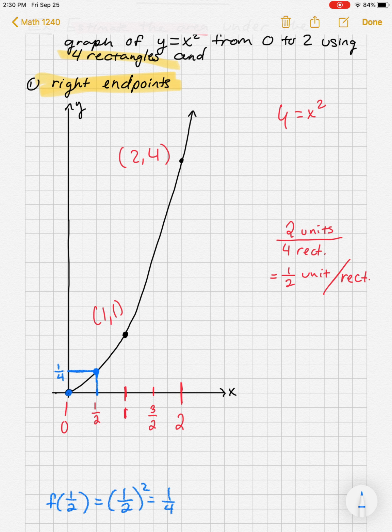Okay, we do the next one. So I go to the right endpoint. So here, that one's already labeled. Okay. So the height there is going to be 1. Okay, then 3/2. I go to the right endpoint, somewhere about there.